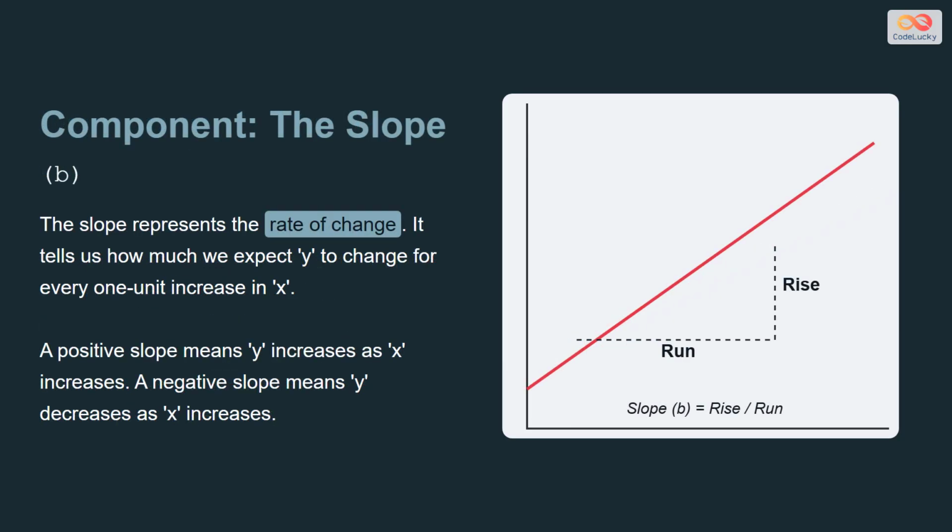Next up is b, the slope. The slope defines the angle and direction of our line. It tells us how much the dependent variable is expected to increase or decrease for every 1 unit increase in the independent variable. A positive slope means the line goes upward, while a negative slope means it goes downward.